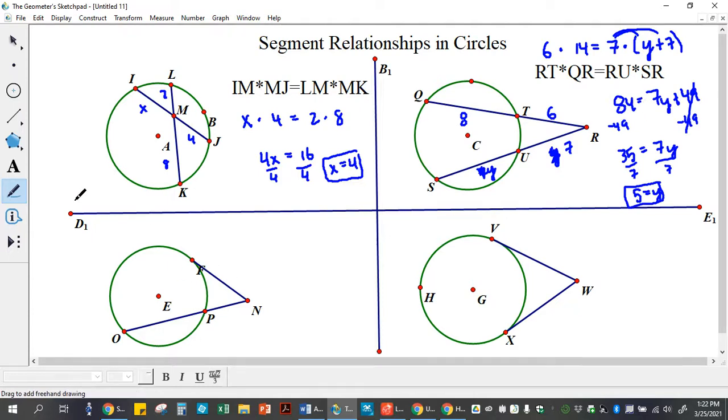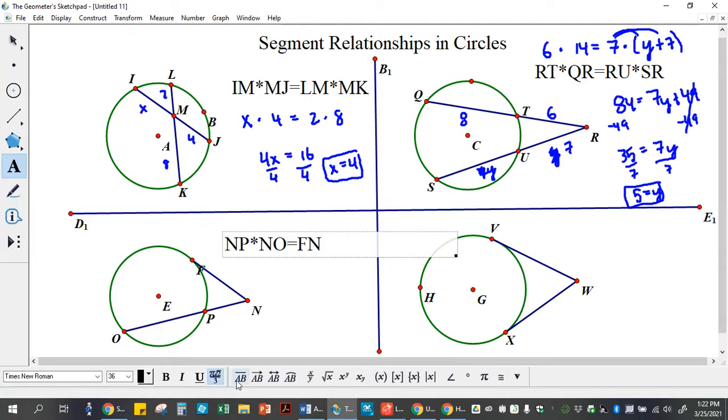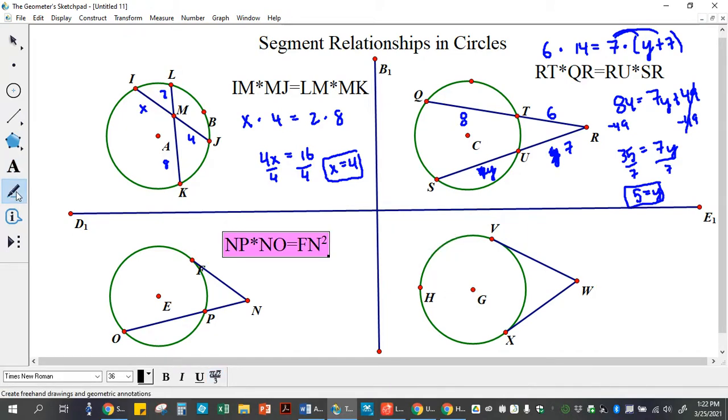Okay? This situation, not too different. Here we have a secant and a tangent. The secant is handled in the exact same way. If I take the outside portion of the secant, which is NP, times the entire secant, which is from N to O, that has to equal the tangent times itself. FN squared. So again, we got the formula.